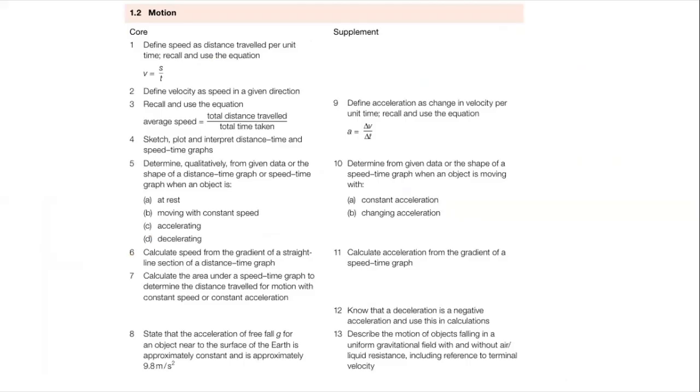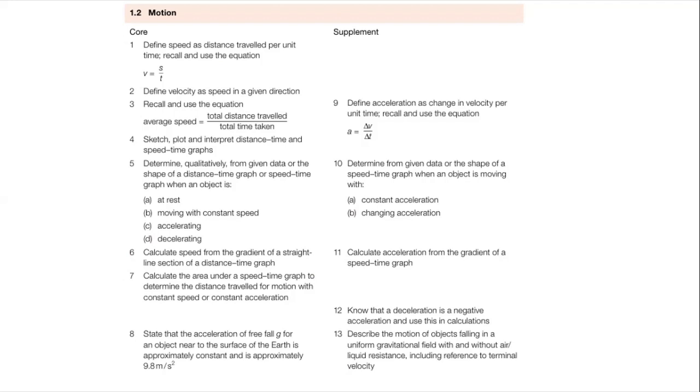Supplement, ninth one: define acceleration as change in velocity per unit time. Recall and use the equation a = Δv / Δt. 10th one: determine from given data the shape of a speed-time graph when an object is moving with A, constant acceleration, B, changing acceleration. 11th one: calculate acceleration from the gradient of a speed-time graph. 12th one: know that deceleration is a negative acceleration and use this in calculations.